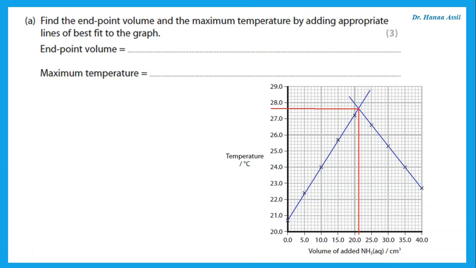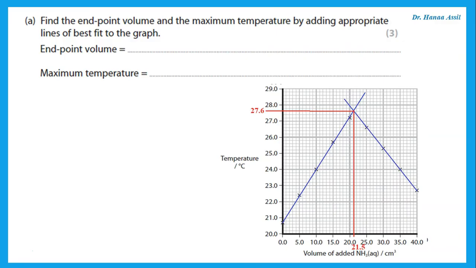So from this graph, the end point volume is 21.5 and the maximum temperature is 27.6 degrees Celsius.